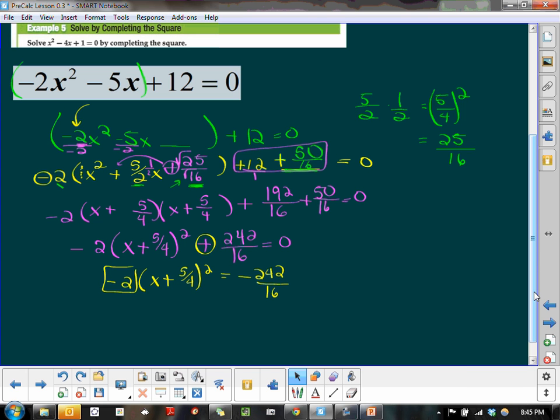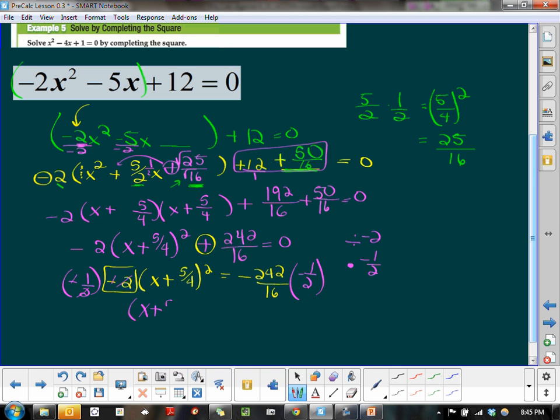To undo multiplying by negative 2, you can think of it as dividing by negative 2. I prefer to multiply by its reciprocal, so multiply by negative half. So I'm going to multiply both sides by a negative half, and this side by a negative half. And half of a negative 2 is 1, and the negatives will cancel, so we'll have x plus 5/4 squared equals, and then I have to take a negative half times a negative 242, so that's going to be a positive. If you take half of 242, it's 121 over 16. Okay, so now we're getting closer.